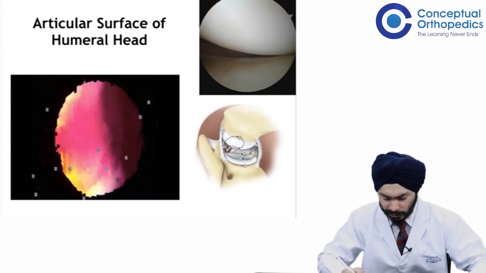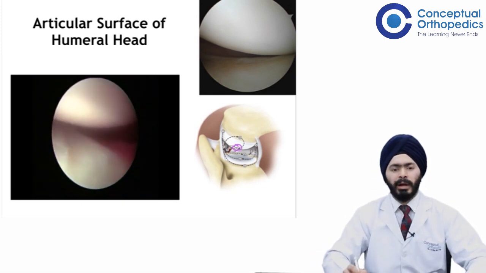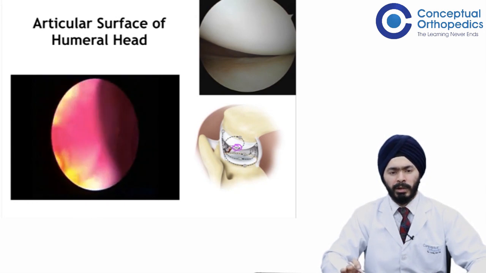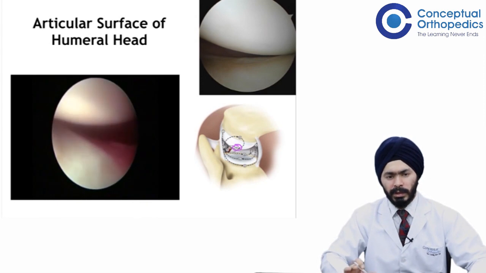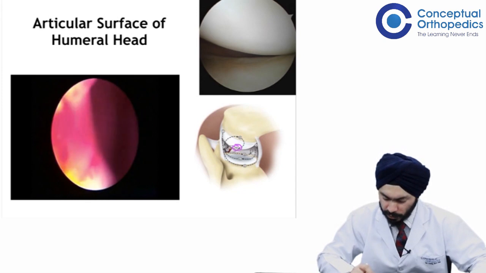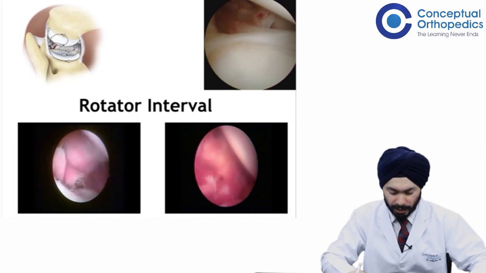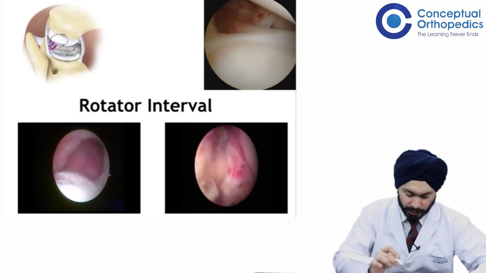The next thing which you visualize is the articular surface of the humeral head. In the video you will see a wide glistening humeral head covered with cartilage. Sometimes you may see a Hill-Sachs defect in patients with instability. After you have seen the humeral head, you again come down into the joint per se, and you see the rotator interval.